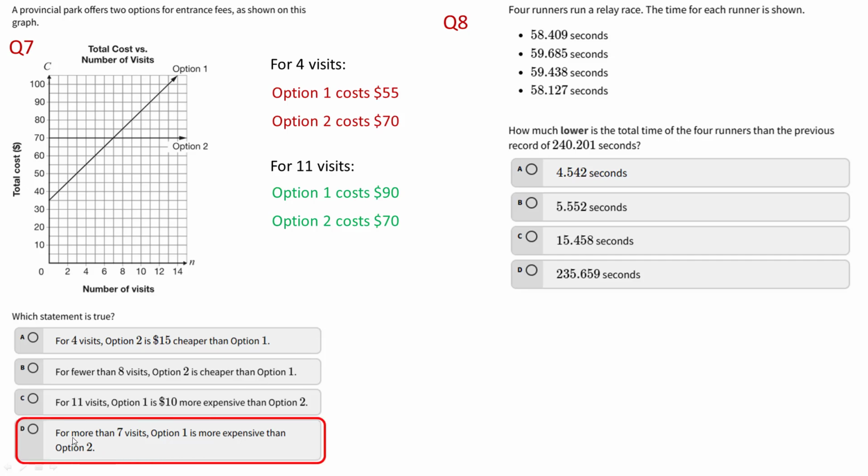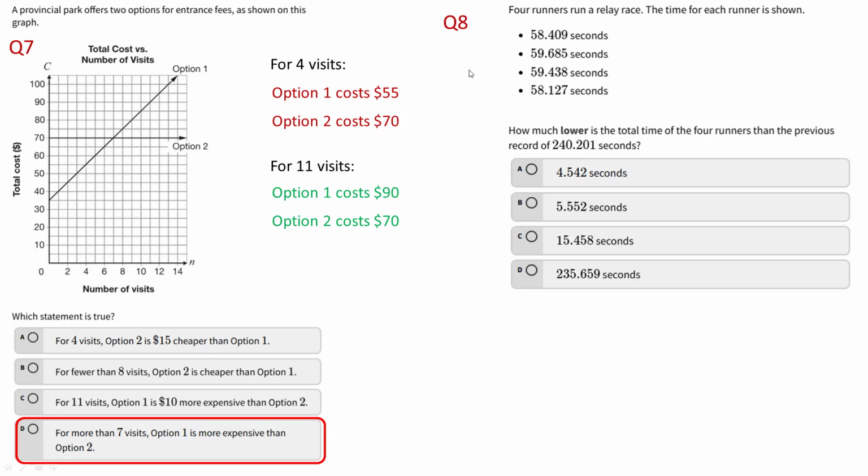And actually, for more than 7 visits, see, 7 visits is when they are the same. Option 1 for more than 7 visits is more expensive than option 2. Or option 2 becomes the cheaper one once you get to 7 visits, or after 7 visits, I should say.